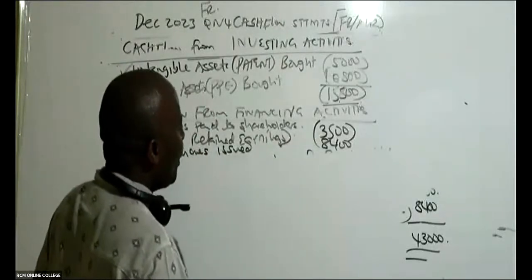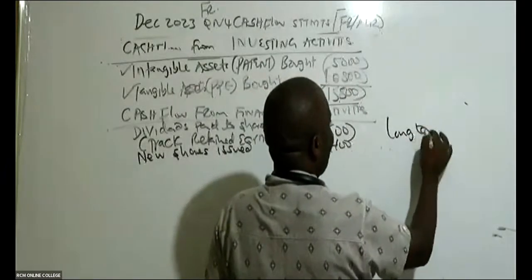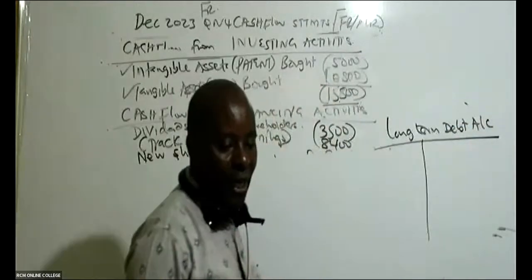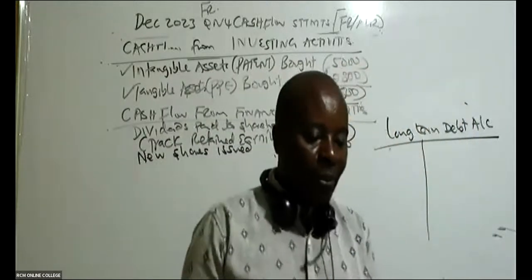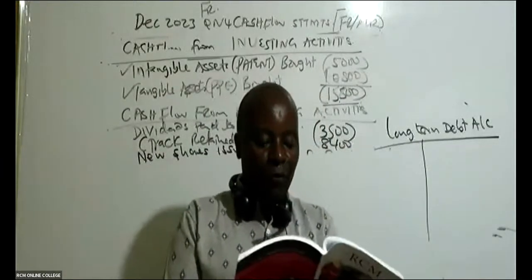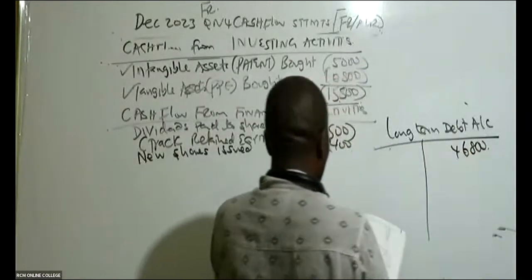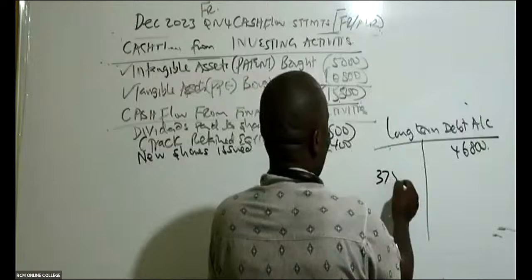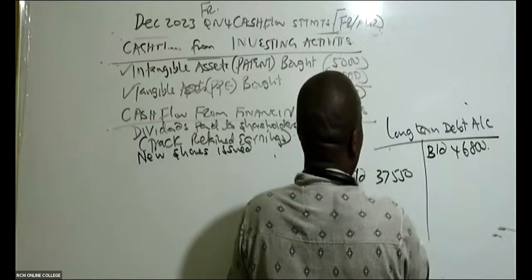So for this debt, I would want us to do a long-term debt account. Do we have this long-term debt? If you look at your balance sheet, there is a place they have given us long-term borrowings. Long-term borrowings, I can see 46,800 written down here. Carried down, ladies and gentlemen, for these long-term borrowings, 37,550. So this is brought down, and this is carried down like that.